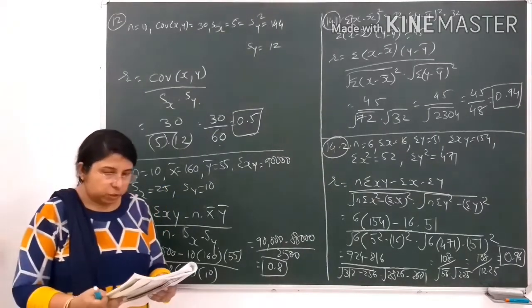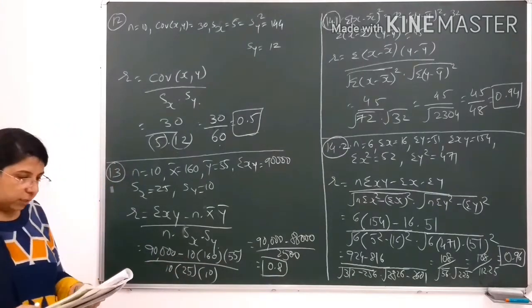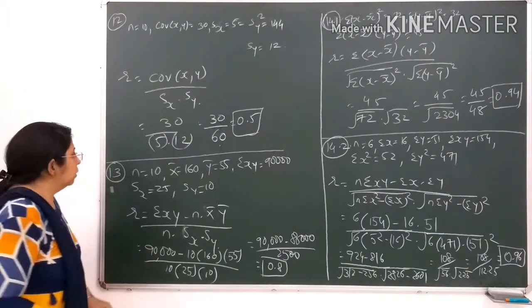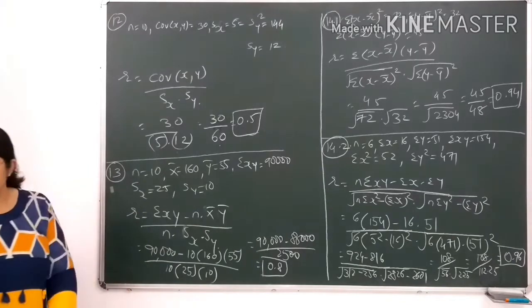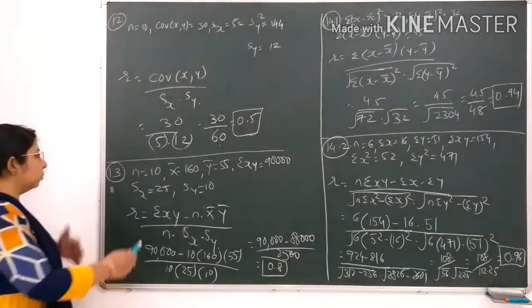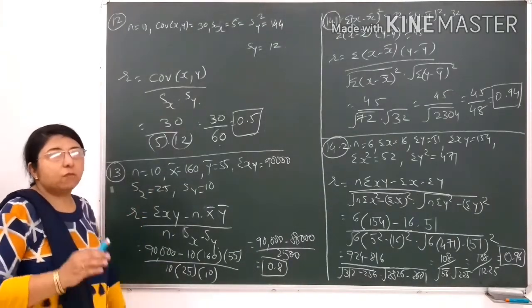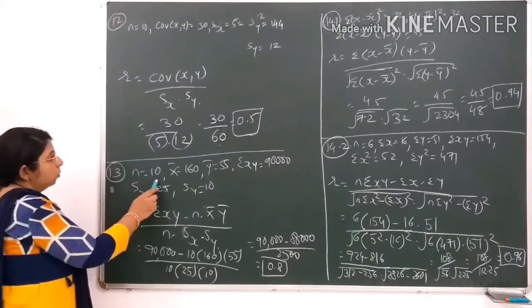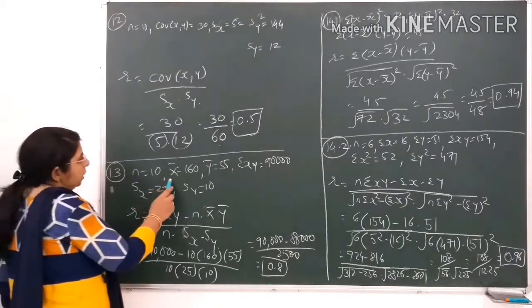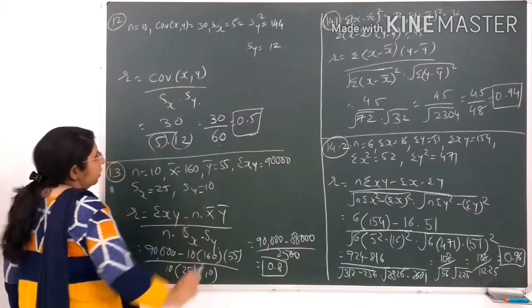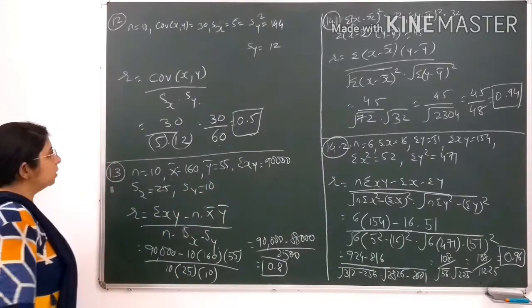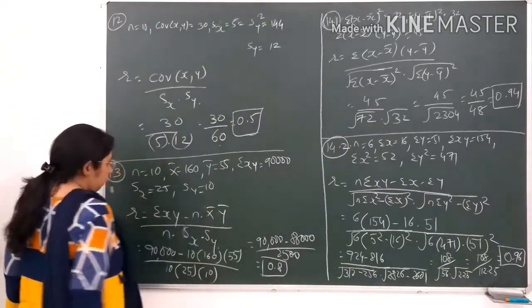So the following information of height x and weight y is from a sample of 10 students of a school. Here the values are given to you, 10 students of a school. So the value of n would come to 10, the number of observations, that is of 10 students. X bar value that has been given to you is 160. Y bar that has been given to you is 55. Sigma xy that is given to you is 90,000.